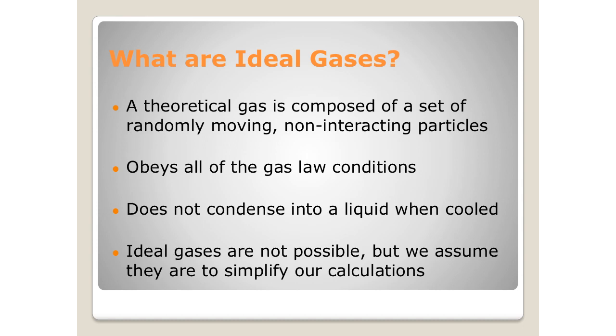So what is an ideal gas? It really doesn't exist, to be honest. But unless you're doing high-level research and you need to take into account the fact that gas molecules have some attraction and some repulsion, it doesn't matter. So an ideal gas is a theoretical gas composed of a set of randomly moving, non-interacting particles. It obeys all the gas law conditions, so all those things, Boyle's, Gay-Lussac's, Charles, all that good stuff. No matter how cold it gets, it doesn't condense into a liquid when cooled. And that is impossible, but that takes away that whole interacting thing.